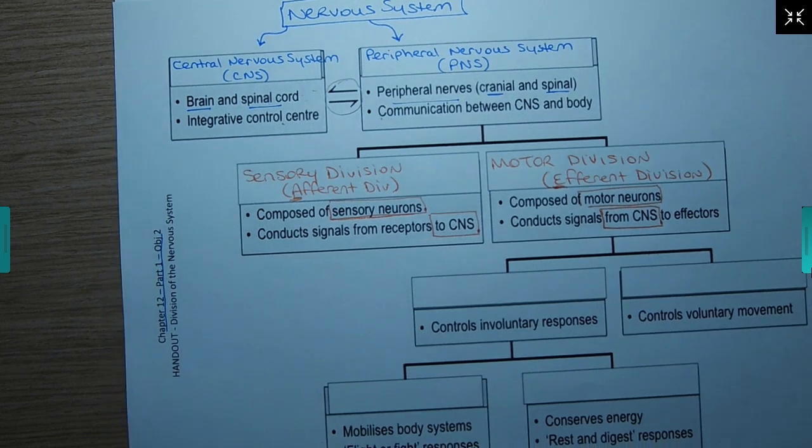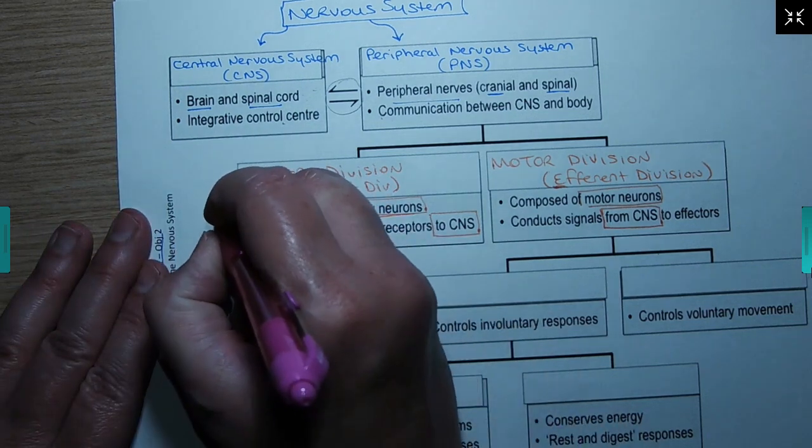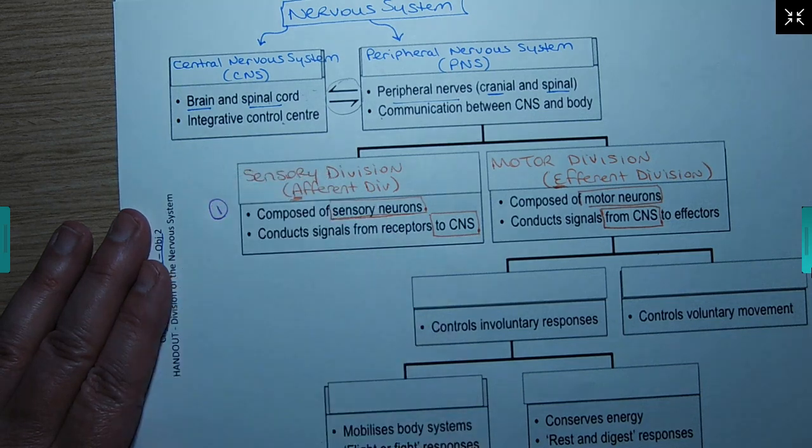So if you think about negative feedback, okay, you've got information that's coming in through your skin. It's going along those sensory neurons to the brain for processing. The brain decides what to do with the information, sends out a response by way of the motor neuron to the effectors. So that's pretty much describing what we've got here. I'm going to put a 1 here because we're kind of going to start with that sensory division.